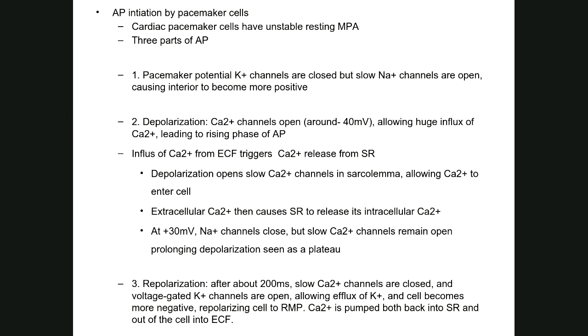That I will show you, and this is very important, this plateau. I will explain it to you shortly. Just be patient with me. And then after that, the third phase of the action potential is repolarization.